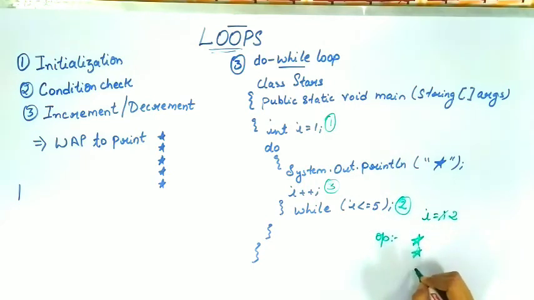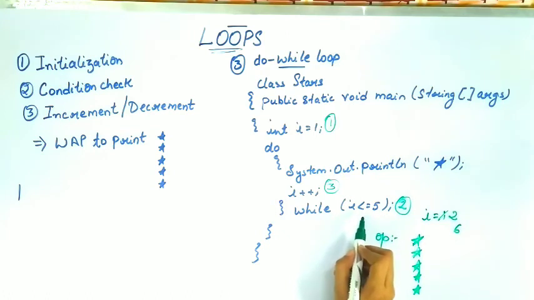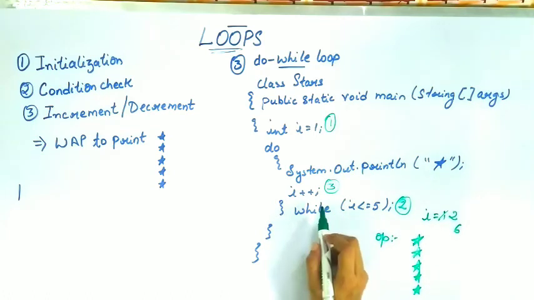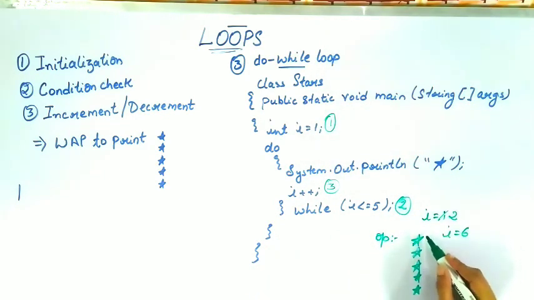Similarly, all the 5 stars will be printed. As the value of I reaches 6, the condition becomes false. Therefore, the compiler will come out of the loop. Therefore, we get the 5 stars in our output.